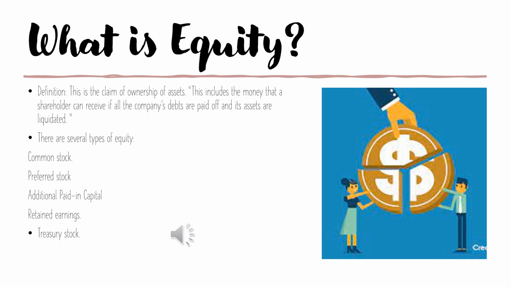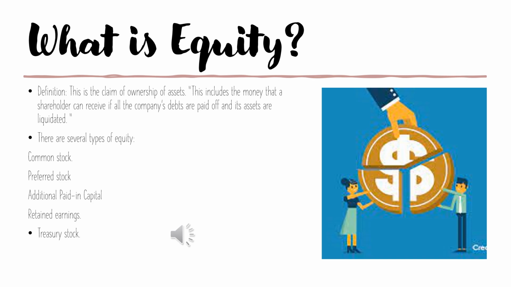So, what is equity? This is the claim of ownership of assets. This includes the money that a shareholder can receive if all the company's debts are paid off and its assets are liquidated. Now, that's quite a mouthful, and in simple terms, this is all the money that, if it's put down into its simplest form, which is cash, is available for use within the company.